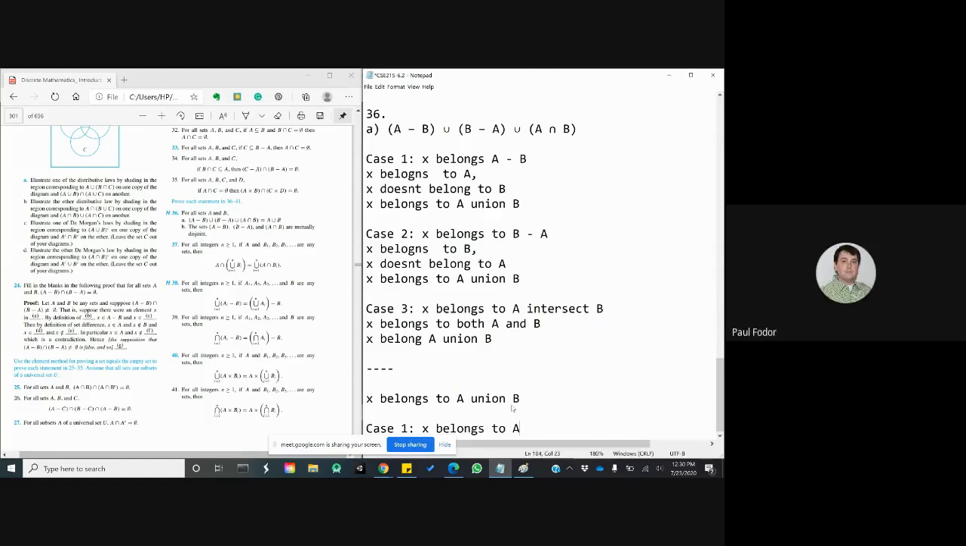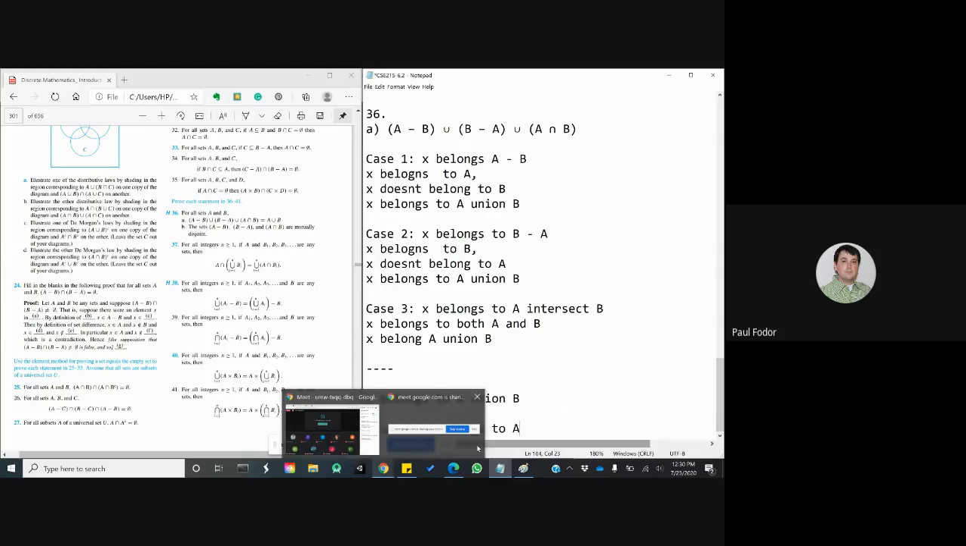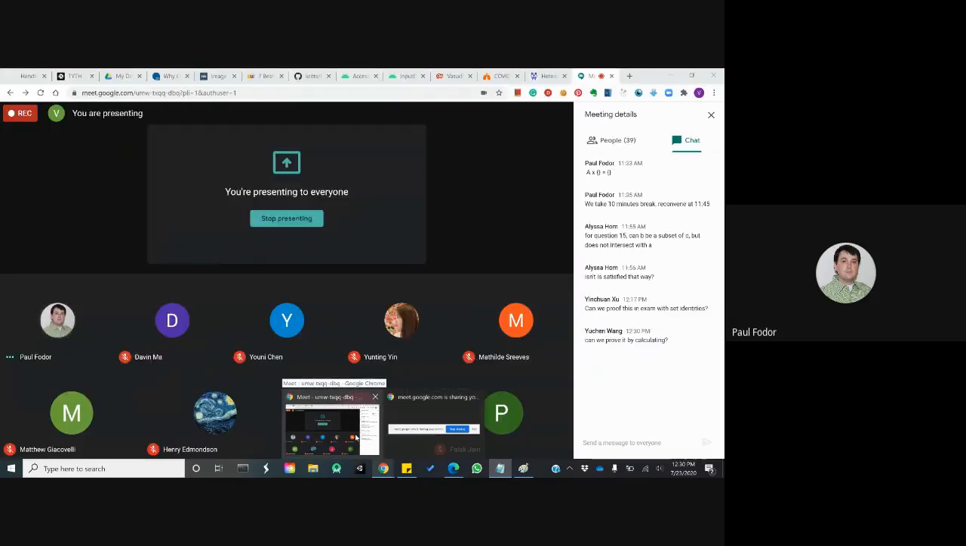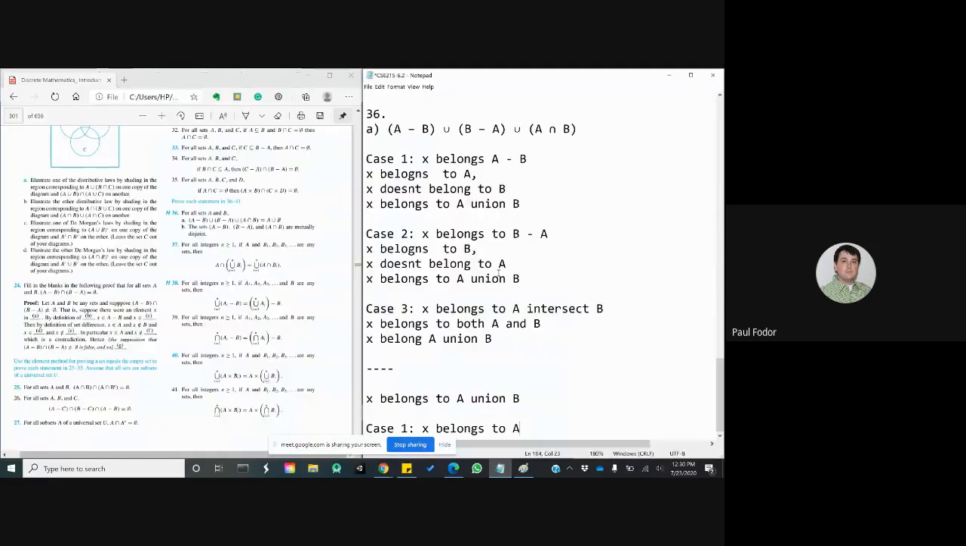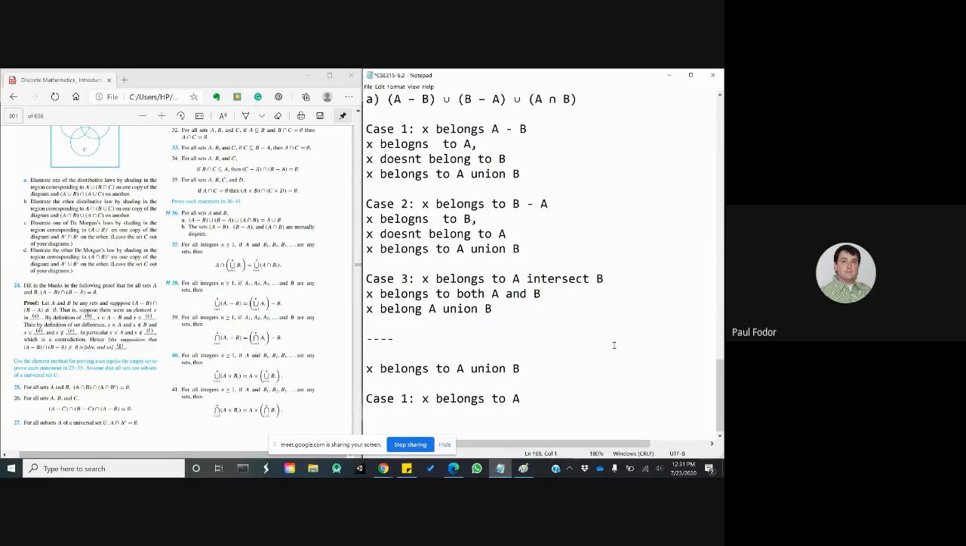There is a question in the chat. Can we prove this by calculating? I'm not exactly sure what that means. Yuchen, if you want, you can unmute yourself to ask what exactly you mean. Do you mean by set identities? Oh, algebraic proofs, exactly. Okay. So the question is, can you prove it by algebraic proofs? Yes, because it says prove each, and Vasudha is basically proving through element argument proof. But yes, we can do the algebraic proof afterwards if we have time. It's again a little bit shorter, that's why.